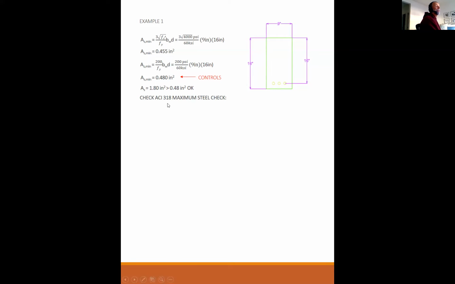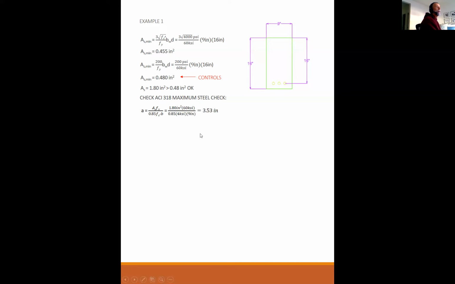Check the ACI 318 maximum steel check. I got a lot of questions about this on the homework, so here's what we do. You have to calculate what epsilon sub t is equal to. To do that, we calculate a. a is A s f y over 0.85 f prime c b. Again, this was in a previous lecture. Plug in all my numbers: 1.8, 60, 4, and 9.